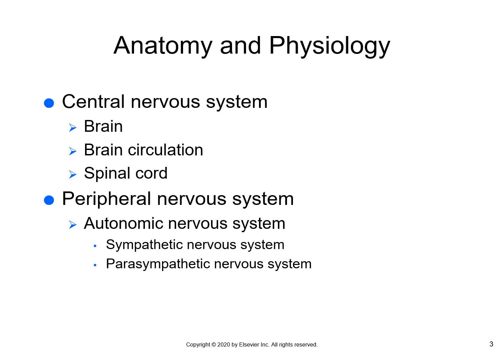The nervous system is divided into two main parts, your central nervous system and your peripheral nervous system. When we talk about the central nervous system, this is your brain, circulation, and your spinal cord. For your peripheral nervous system, this is your autonomic nervous system, which is your sympathetic and your parasympathetic. So let's go over the central nervous system first.